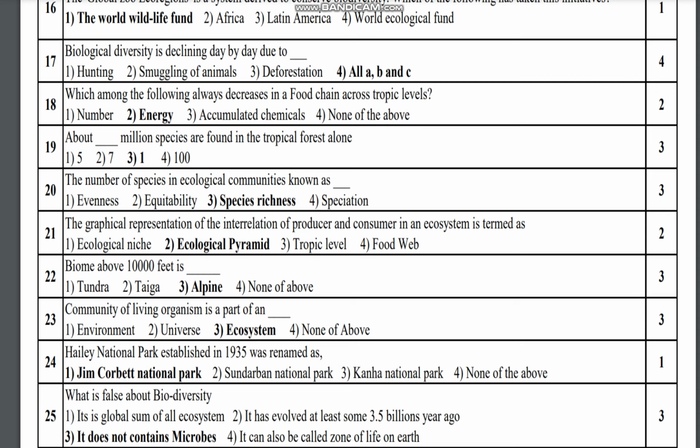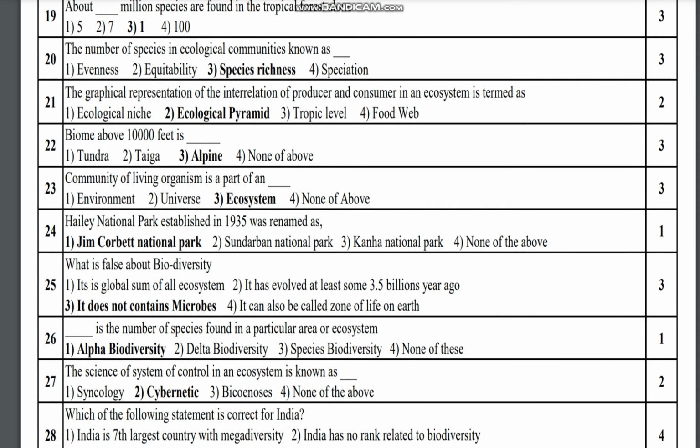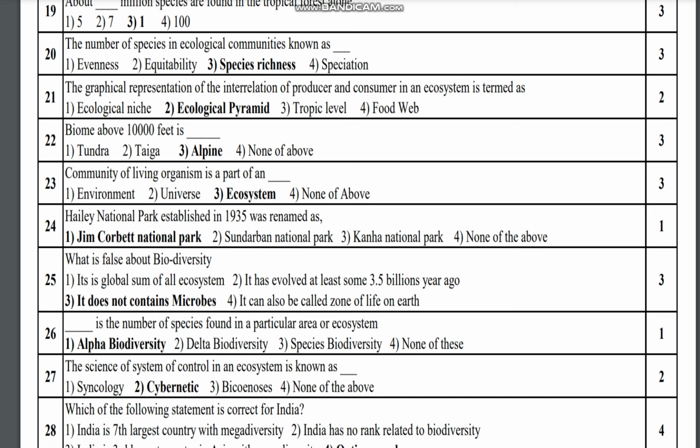Question number 18: which among the following always decreases in a food chain across trophic levels, that is energy. 19th question: about 1 million species are found in a tropical forest alone. Question number 20: the number of species in ecological communities is known as species richness. Question number 21: the graphical representation of the interrelation of producer and consumer in an ecosystem is termed as ecological pyramid. Question number 22: biome above 10,000 feet is alpine.